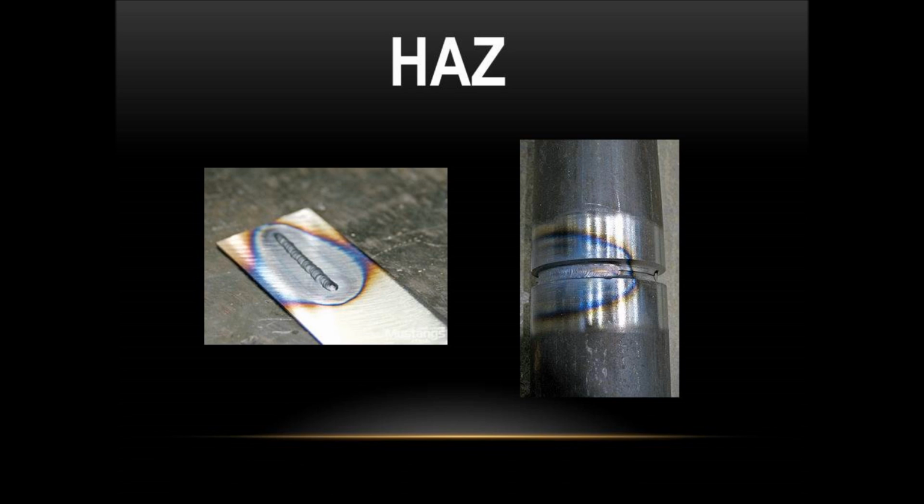Here are two macro scale examples of the heat affected zone. You can see in the center of each where the weld bead lies, and that would be the fusion zone. Just outside of that is the heat affected zone. It's denoted by the discoloration. As you can see, the heat has altered the metal. And you can bet that if it altered the optical properties, it's going to alter the microstructure as well.